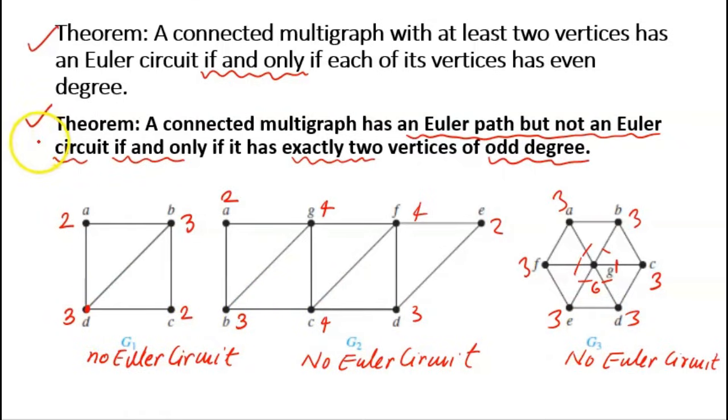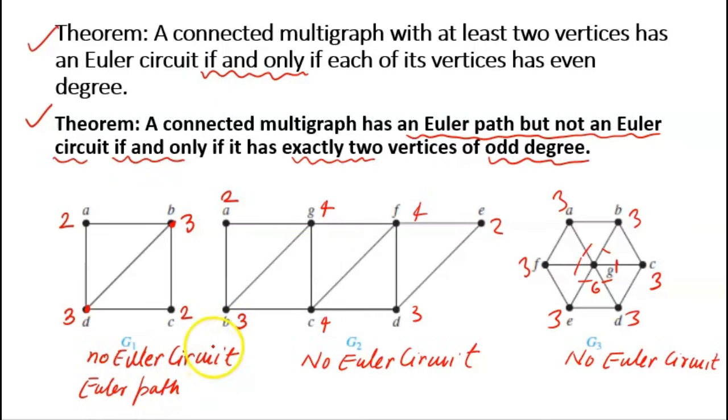Now let us look at the next theorem. The next theorem tells you that a connected multigraph has an Euler path, and I have already highlighted the important point, has an Euler path but not an Euler circuit if and only if it has exactly two vertices of odd degree. Now look at this example here. In this example, we have two vertices D and B which are of odd degree, so we have exactly two vertices of odd degree. So this graph will have an Euler path.